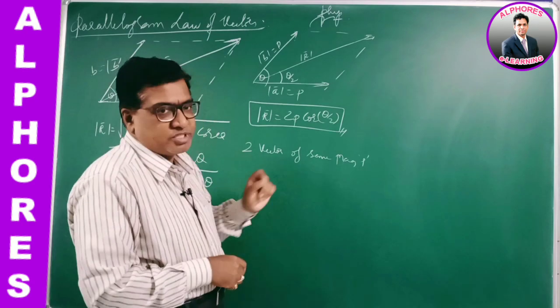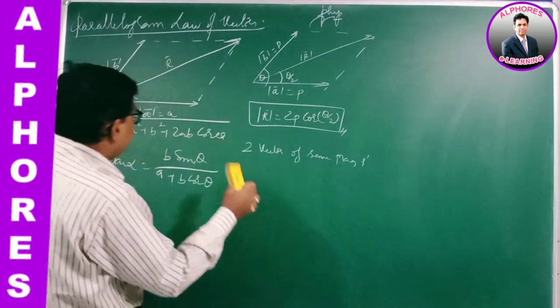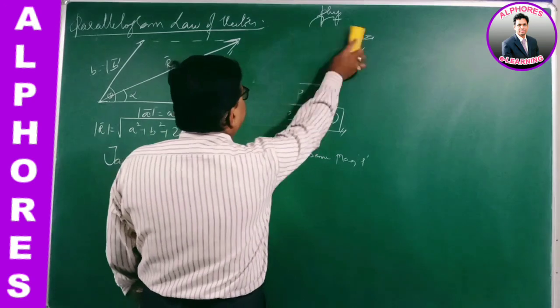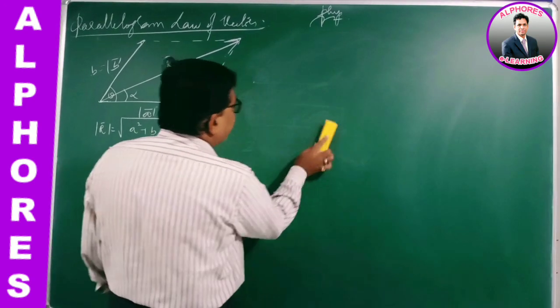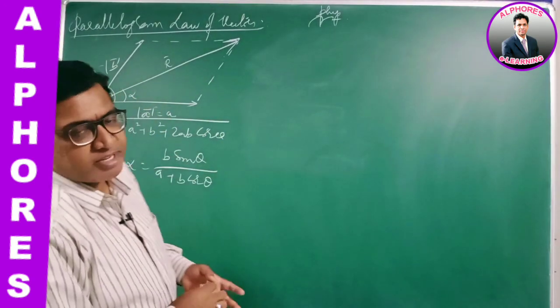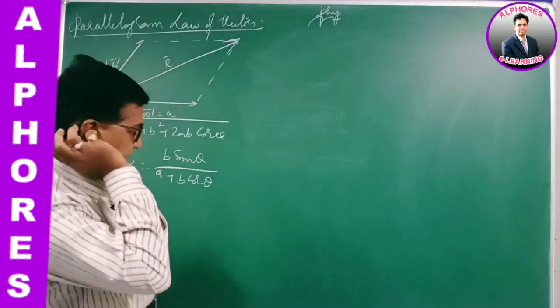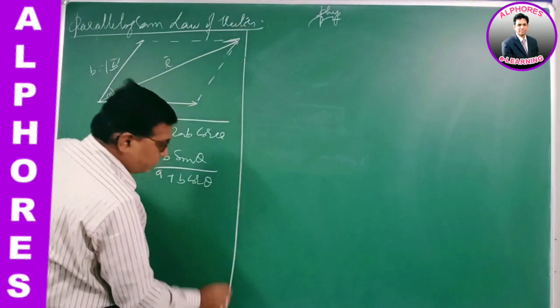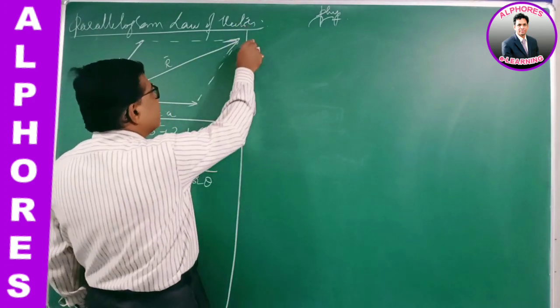This is a very important question. It is asked like this, right? So that way you find the resultant. Let us take up some numericals based on this. Okay, now the first question. The question says like this.